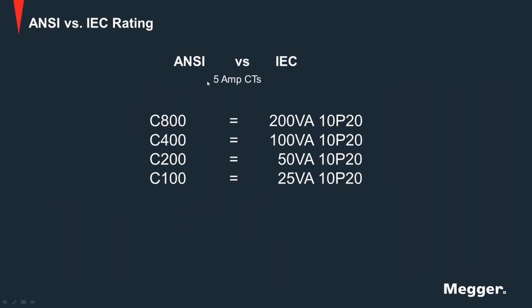Now, comparing the two, we have this table here of the ANSI to IEC equivalents. For example, a C800 CT is equivalent to an IEC CT of 200 VA and 10P10. When we talk of C100, or 100 volts CT, that corresponds to a 25 VA, 10P20 IEC CT.